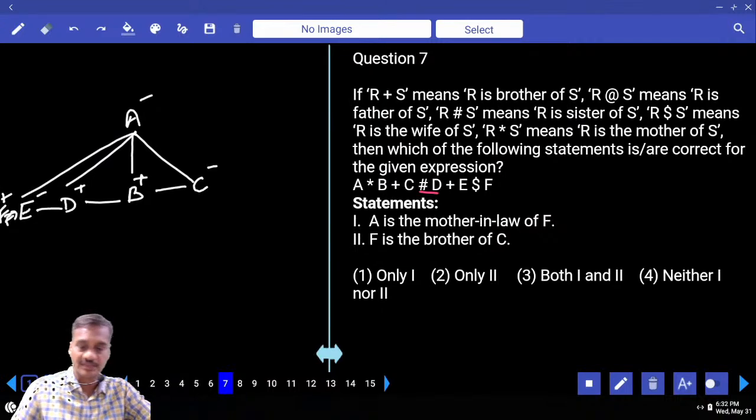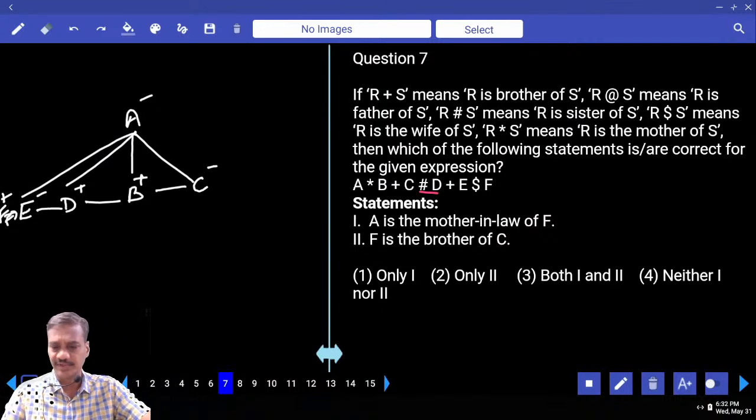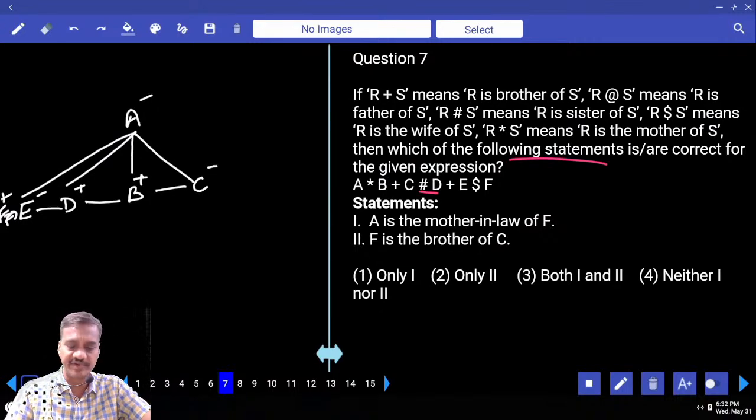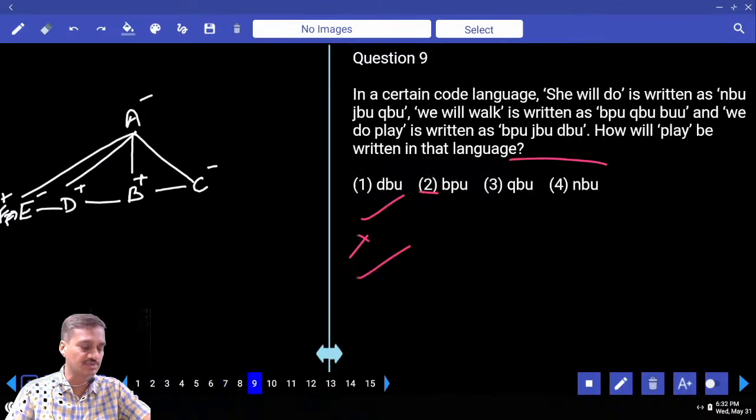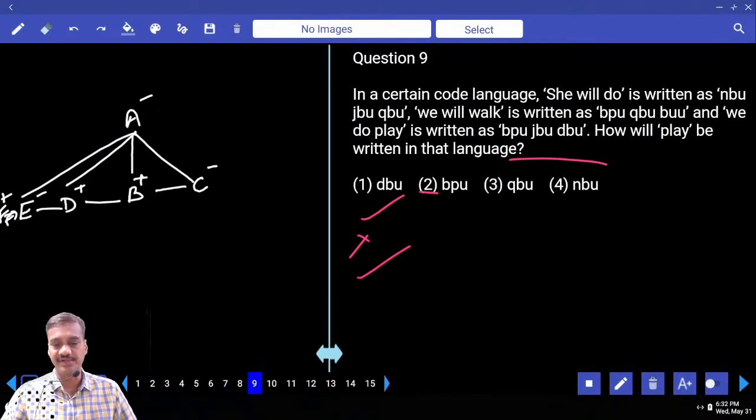Then in this, which of the following statements are correct? A is the mother-in-law of F. A is the mother-in-law of F, definitely true. F is the brother of C, that is false. F is the brother-in-law of C. And so only choice 1, question number 7. The next one.